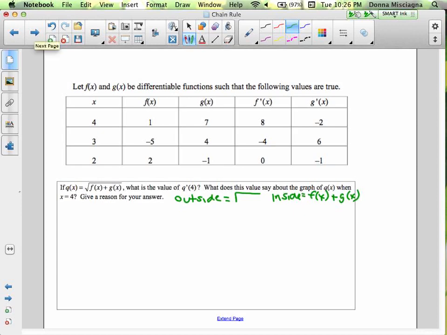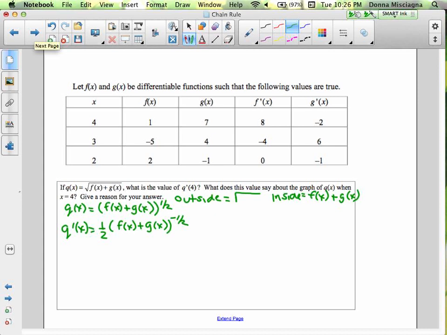Right? So we have our derivative, q prime of x, is going to be the derivative of the outside. Actually, let me rewrite that as a power, so we can use the power rule. So q of x equals f of x plus g of x to the 1/2 power. So q prime of x is 1/2 times f of x plus g of x to the negative 1/2 power, right? Because 1/2 minus 1 is negative 1/2.